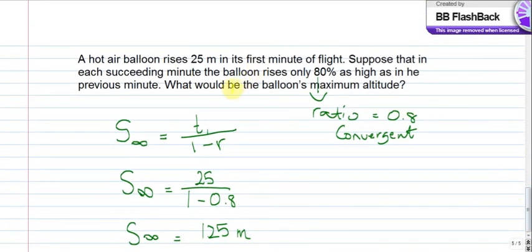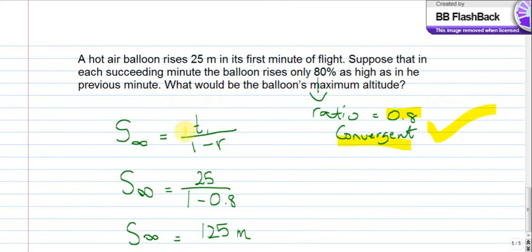And the final problem for this section: a hot air balloon rises 25 meters in the first minute of flight. Suppose in each succeeding minute the balloon only rises 80% as much as it did the previous minute. What would the balloon's maximum altitude be? So what's the ratio? It's 80%, so 0.8, and that is convergent, so this will work.